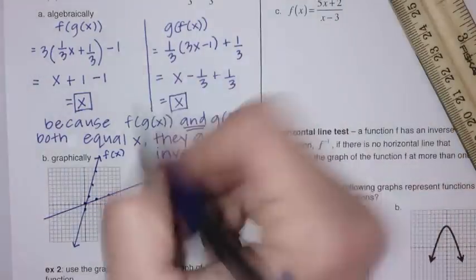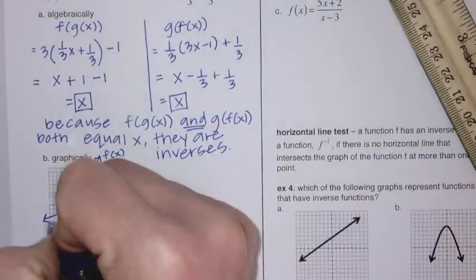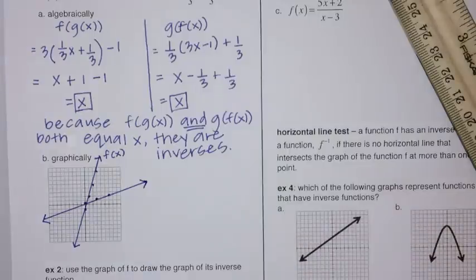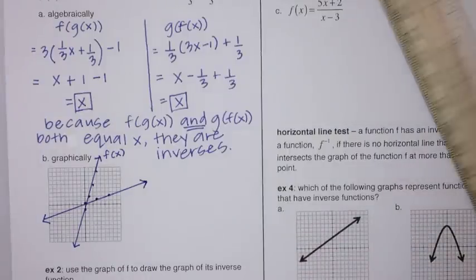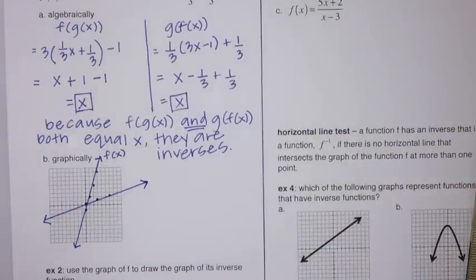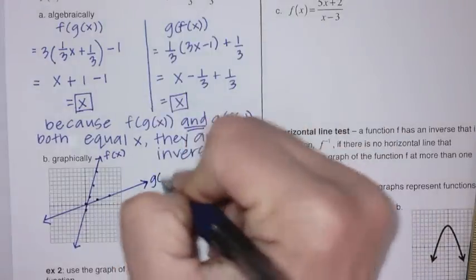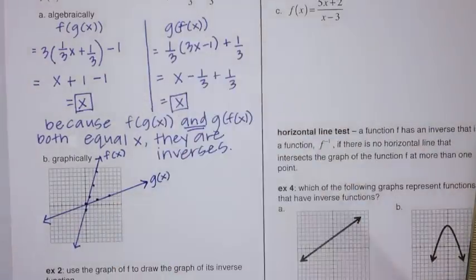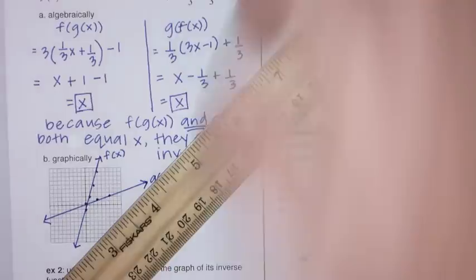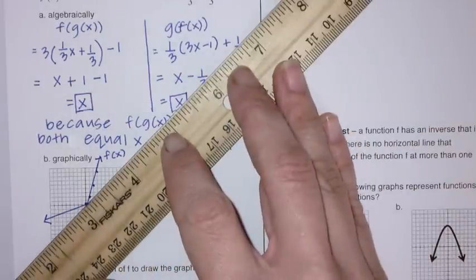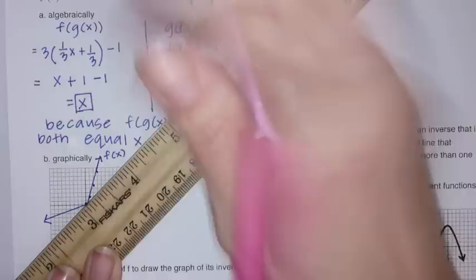So again, we're just kind of connecting these bullet points to these problems right here. And you're looking at this going, oh, okay, great, those are the graphs. How do I know that they're inverses? Well, the last bullet point says that they're symmetric with respect to the line y equals x. So here is the line y equals x.